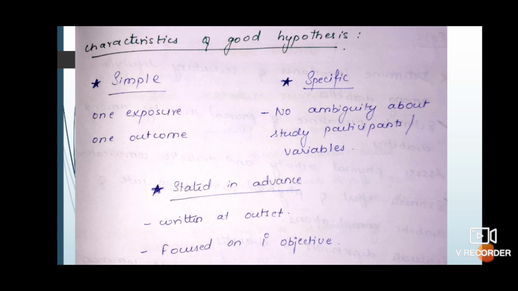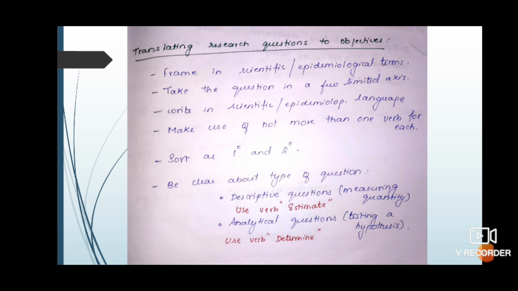A good hypothesis should be very simple, specific, and stated in advance. Before doing the study itself, you should know what hypothesis you are going to test or generate. In simple terms, it should be one exposure, one outcome, and it should be specific about the study participants. It should be stated in advance, written at the outset itself, and focused on the primary objective.